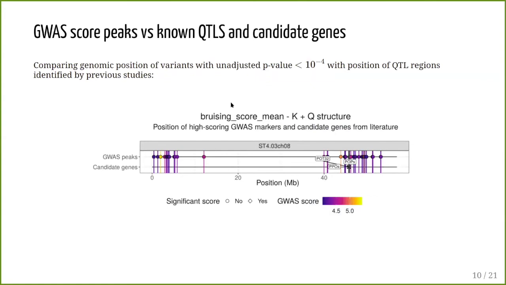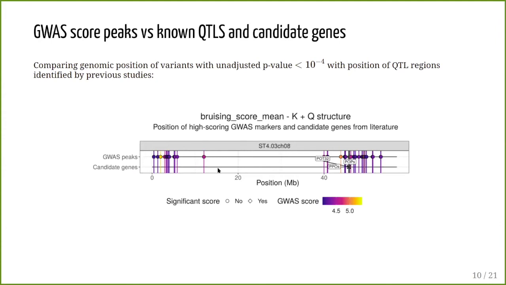So what I went on to do is to look at the peaks in the GWAS scores. If you think about the GWAS result as these Manhattan plots where hopefully you see a really nice peak, I wanted to see where these peaks were and if they had any biological relevance. The plot that you're seeing here is a zoom on chromosome 8. The x-axis represents the position along this chromosome. And the upper track shows you the position of markers whose GWAS score was above a certain threshold. It's not a significance threshold, but it's the markers that had the highest scores.